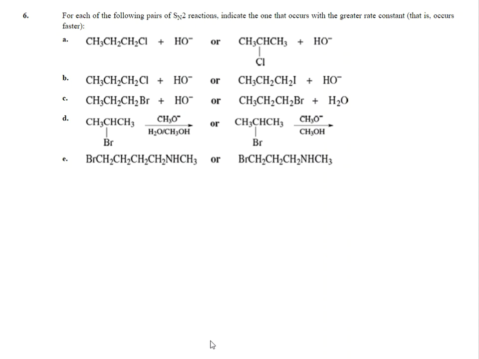So question number 6, for each of the following pairs of SN2s, indicate the one that occurs with the greater rate constant. That means the fastest. All right, so I'll leave you with that example. See if you can answer them.